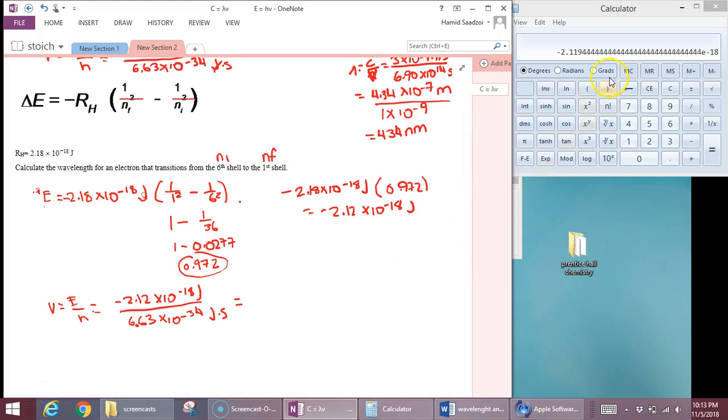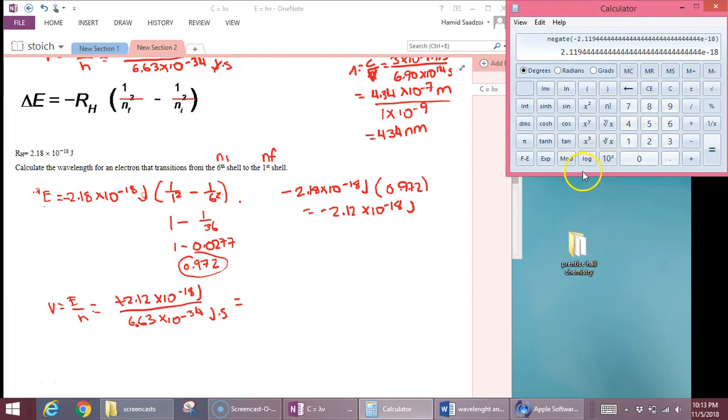Take that number. Because we're going to frequency, we can't have a negative frequency and we can't have a negative wavelength. So even though this is exothermic, we're going to change the sign to positive because we can't have negative numbers here. It's just the way you always handle it when you're going to frequency and wavelength. So let's get rid of that negative sign real quick.